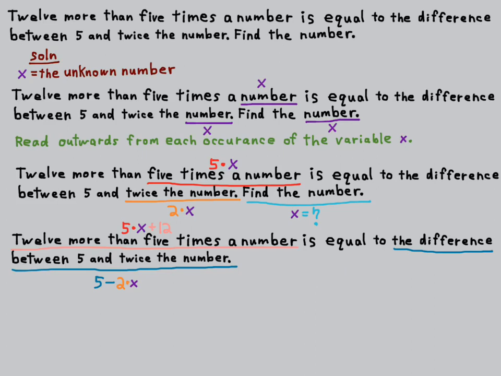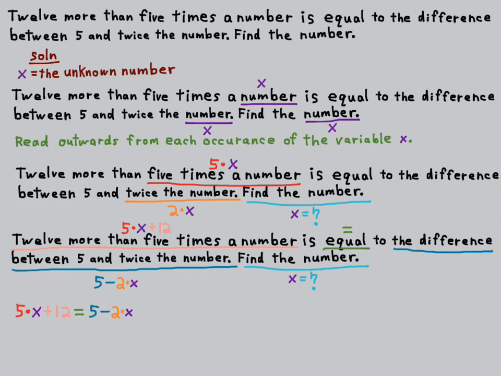So now I've got my equation, right? I'm trying to find x. So I've got 5x plus 12. I don't need the dot after the 5. Not quite sure why I still wrote it. 5x plus 12 equals 5 minus 2x. That's what I have to solve. So it's really easy to solve that. But that's the hard part of the problem, is just coming up with the equation. Now we just need to solve for x.